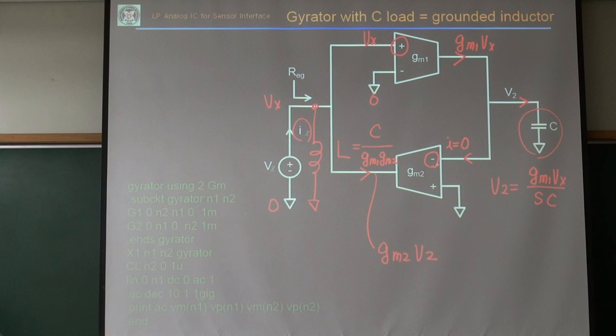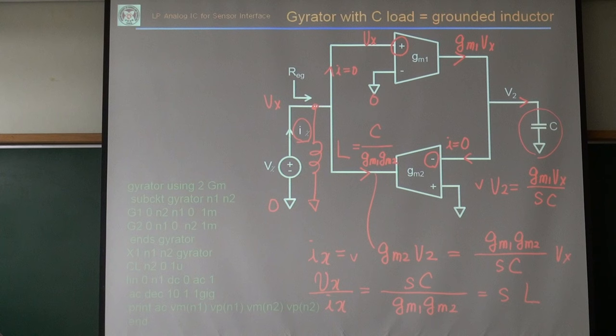Then if I substitute this equation there, this is GM1 GM2 Vx divided by SC, right? Because this current is zero, this must be the same as my Ix, right? So what's the impedance? That's the equivalent impedance, right? This impedance is just SC over GM1 GM2. So this is only SL. So I have a grounded inductor, C divided by GM1 GM2, okay?